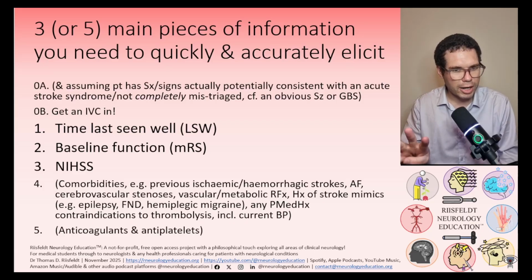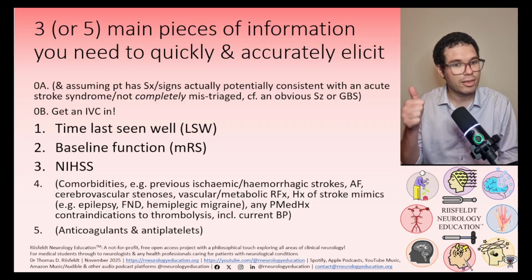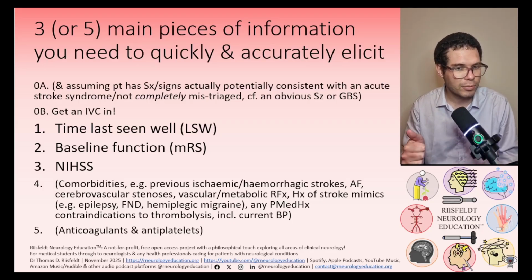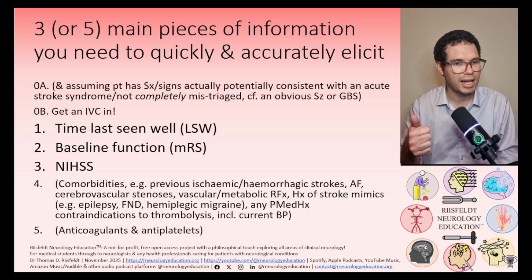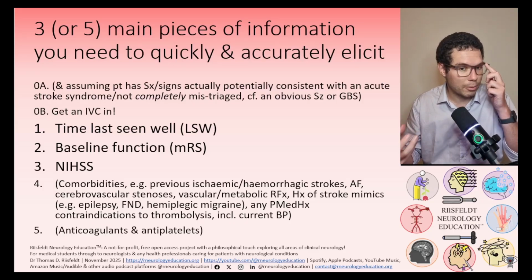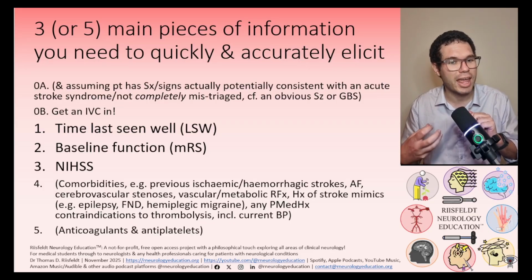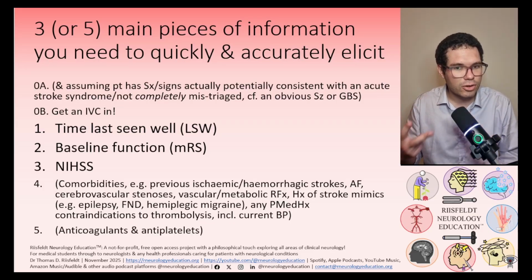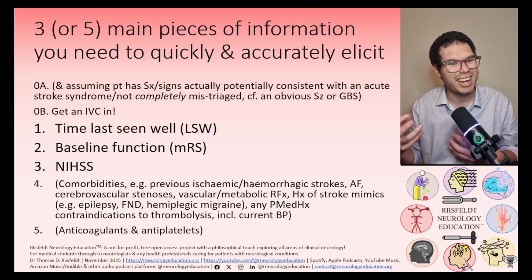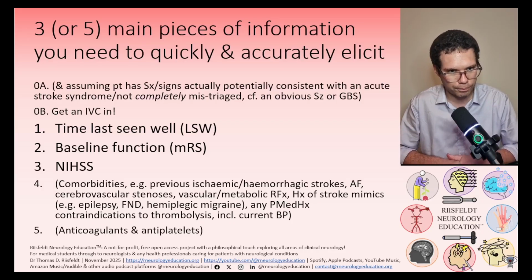Now, what are these 3 or 5 core items that need to be elicited? The first one is the time last seen well, and that's given the acronym LSW. The second is what is the patient's baseline function? And that is defined in hyperacute stroke medicine and in stroke medicine generally by the modified Rankin scale, or the MRS. And the third core aspect is what are the patient's current clinical deficits, and that's as defined by the NIHSS, the National Institutes of Health Stroke Scale or Stroke Score.